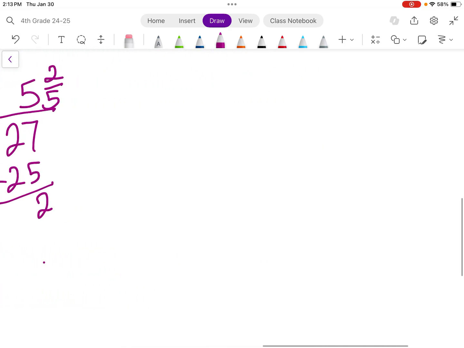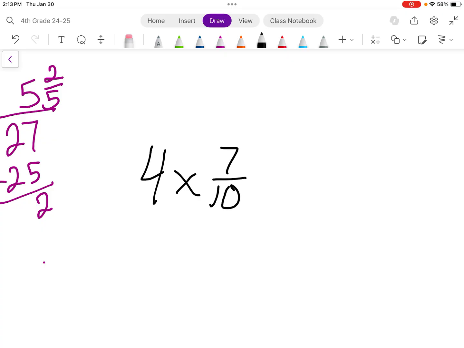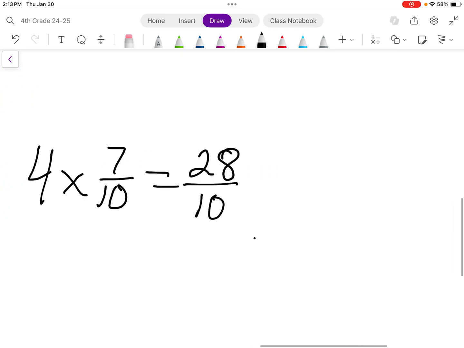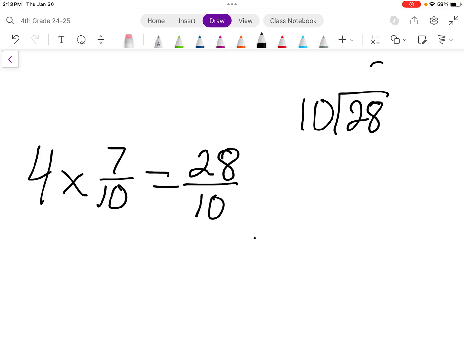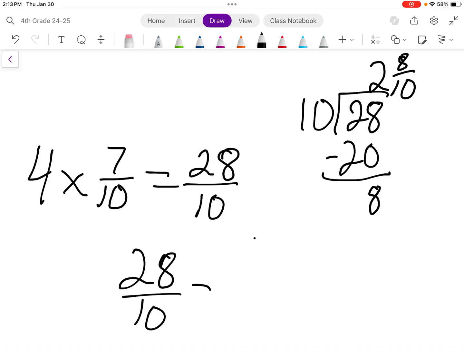And our last example, 4 times 7/10. And again, whole number times our numerator is 28. Keep our denominator the same. Turn that into a mixed number, so 28 divided by 10. 10 fits into 28 2 times. 2 times 10 is 20. 8 minus 0 is 8. 2 minus 2 is 0. So 8 is my numerator. 10 is my denominator. So 28/10 is equal to 2 and 8/10.